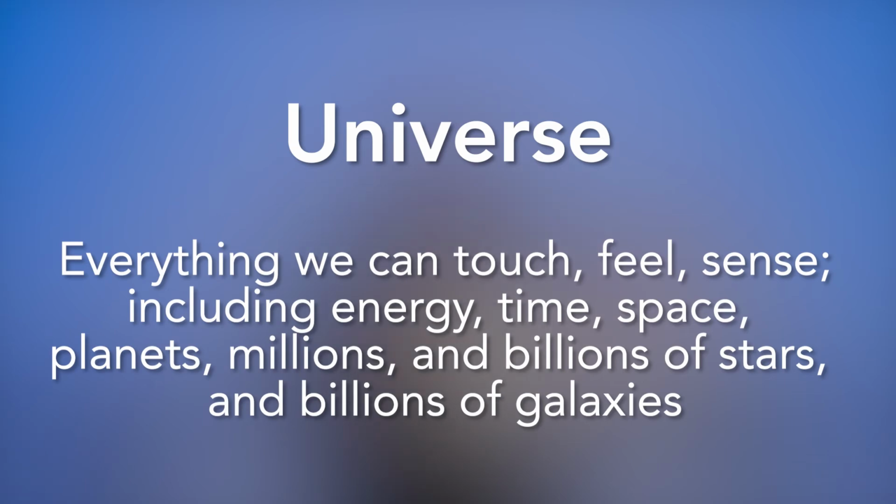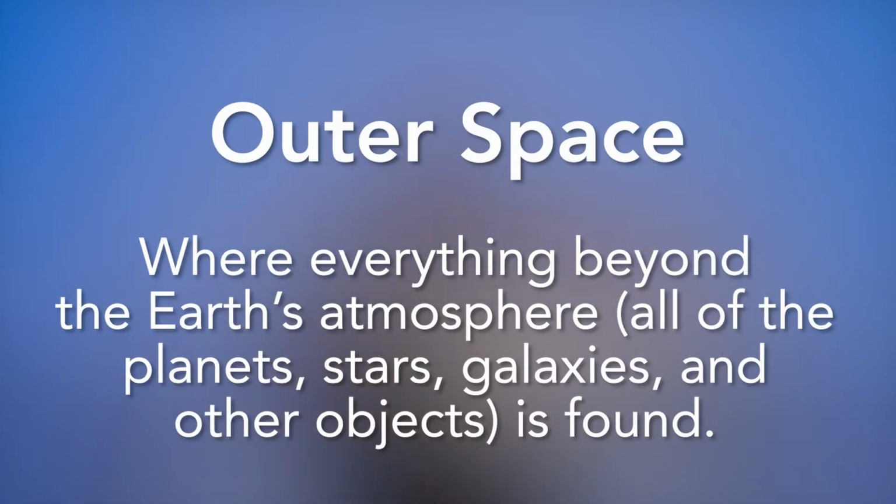It is the universe. The universe is everything we can touch, feel, sense, and it includes energy, time, space, planets, millions and billions of stars, and billions of galaxies. It is different from outer space because the universe has things we can't even see. Outer space is where everything beyond the Earth's atmosphere, including all of the planets, stars, galaxies, and other objects, is found. Scientists can only measure the size of the universe by what we can see in light years.